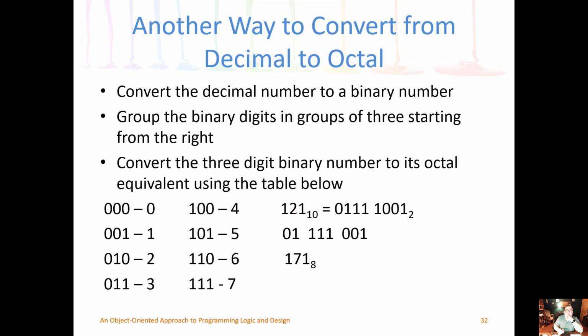So here we have 121. I can convert this to binary, which is 01111001, and that's in binary. And now group them in 3. So I start from the right, 1, 2, 3, 1, 2, 3. So I get 001, 111, 001. Looking at my little cheat sheet, 001 is a 1. 111, cheat sheet says 7. And 001 again is a 1. So I get 171. And that's my octal.